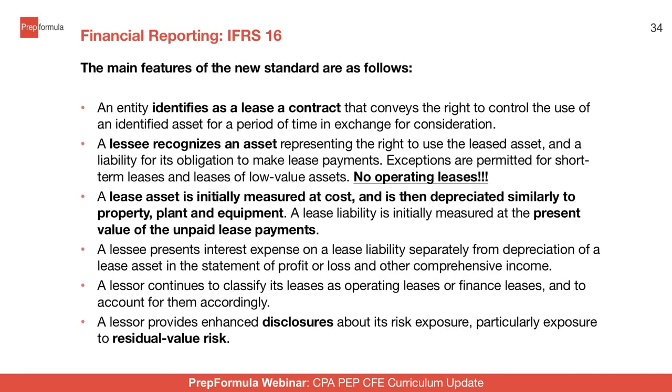This is extremely new. Okay, so let me walk through a few basic features of IFRS 16 that you just need to know. The first is the entity identifies a lease as a contract and recognizes an asset. There's no more operating leases. You measure leases the same way that you do PP&E going forward under IFRS, and the lease liability at the present value of unpaid lease expenses. There are a few exceptions, like really short-term leases and low-value assets, but generally speaking, no operating leases. And most importantly, we also talk about new enhanced disclosures to talk about residual value risk.